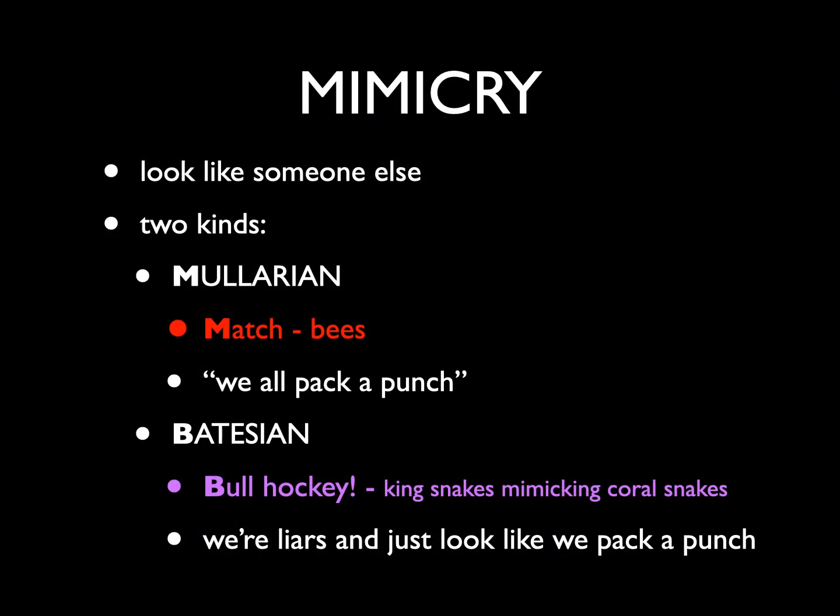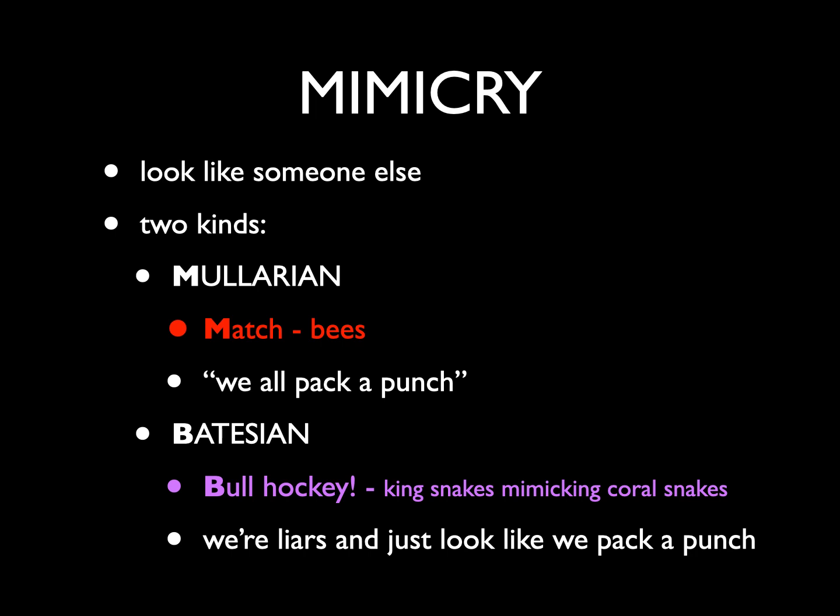That brings us up to a topic of mimicry. And when you mimic, you look like someone else. There are two main types of mimicry, Müllerian and Batesian. Müllerian mimics, those are the ones that match. M for Müllerian, M for match. These are like bees. The yellow and black stripes all say, hey, we'll sting you.